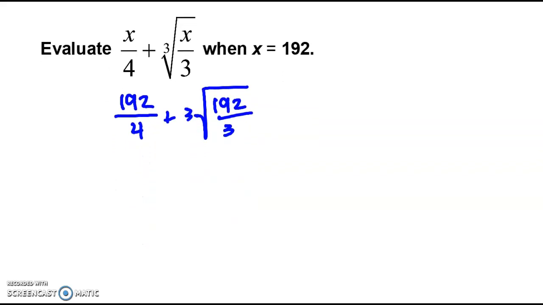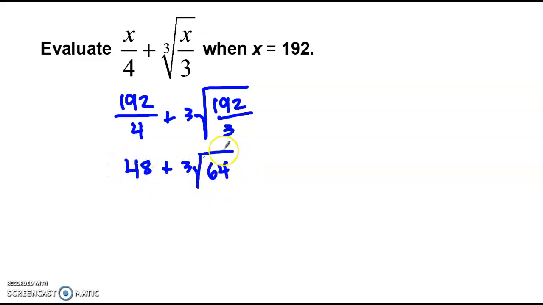So we don't know if we can cube root 192. I definitely know that I cannot cube root 3. So can we simplify 192 divided by 3? You can, and it turns out to be 64. So this is really just the cube root of 64. And can we simplify 192 divided by 4? You can. That's 48.